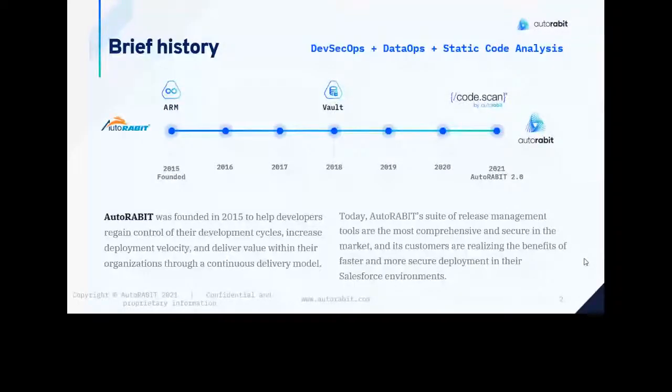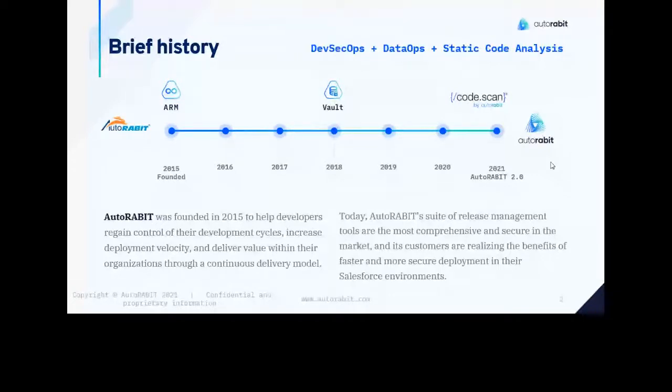Just to give a brief history of how AutoRABIT started its journey: it was founded in 2015, and by 2021 here is what we have achieved over time. Some of you must recognize this old logo of ours compared to the new logo we currently have. We started with ARM, or automated release management, as the product in 2015 for the Salesforce ecosystem and other ecosystems also, to bridge the gap between development and operations teams and create a DevOps automation product in the ecosystem.